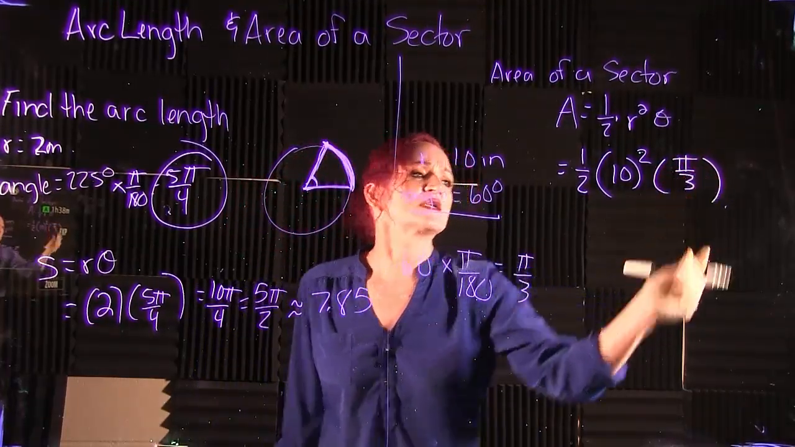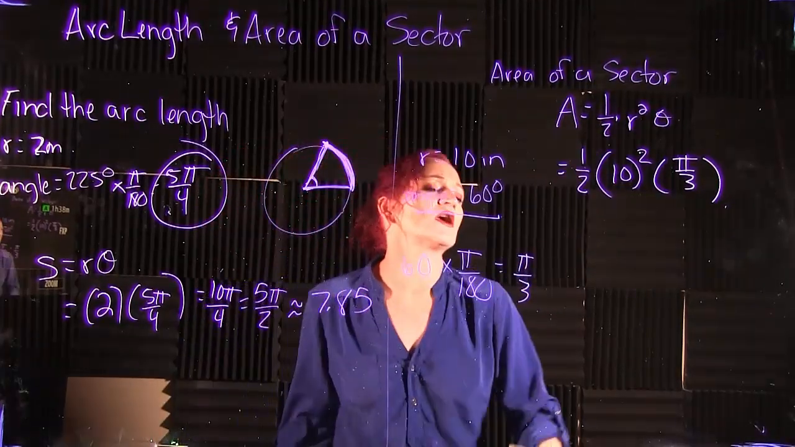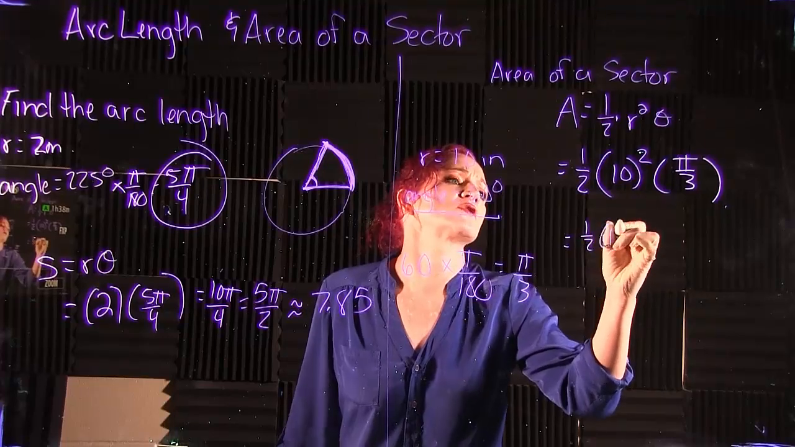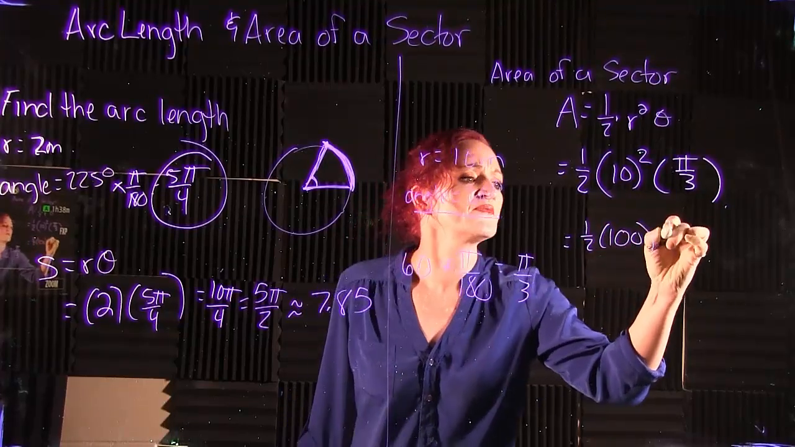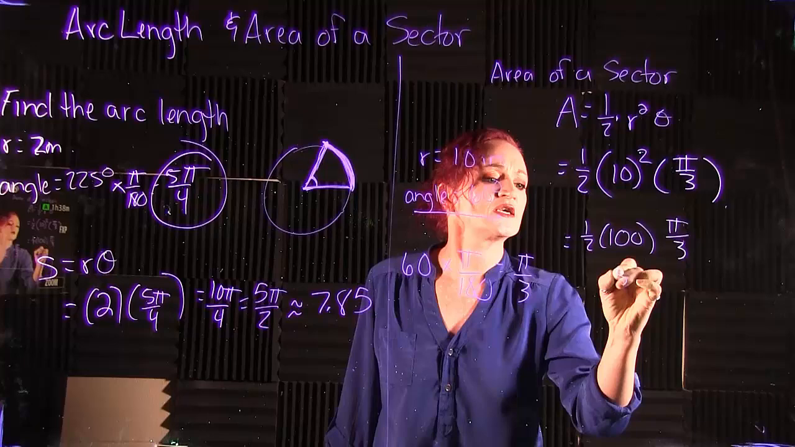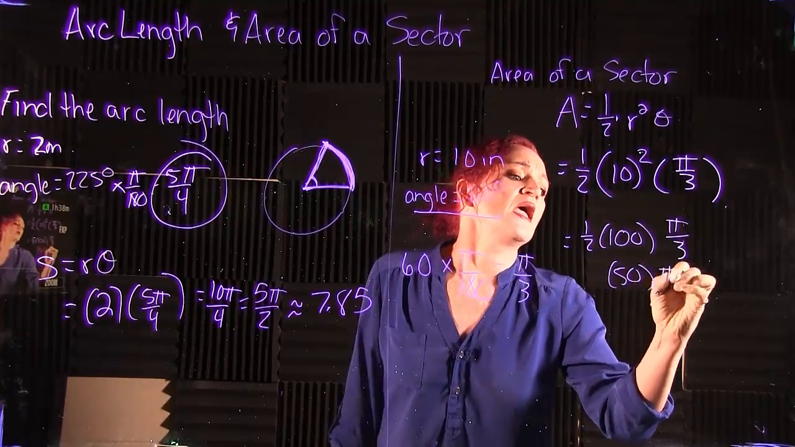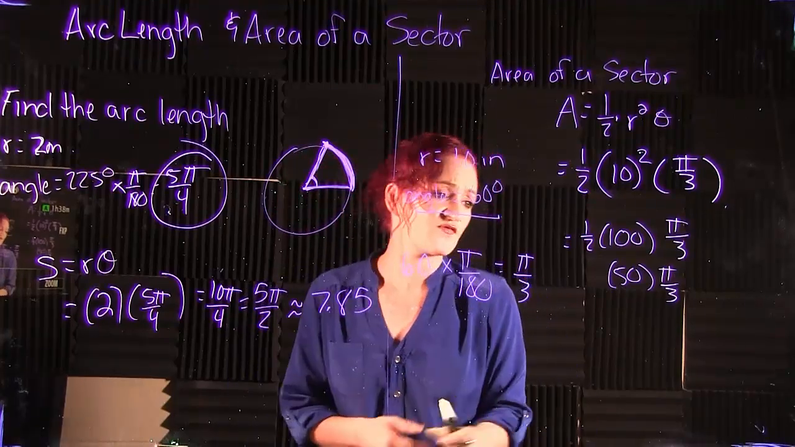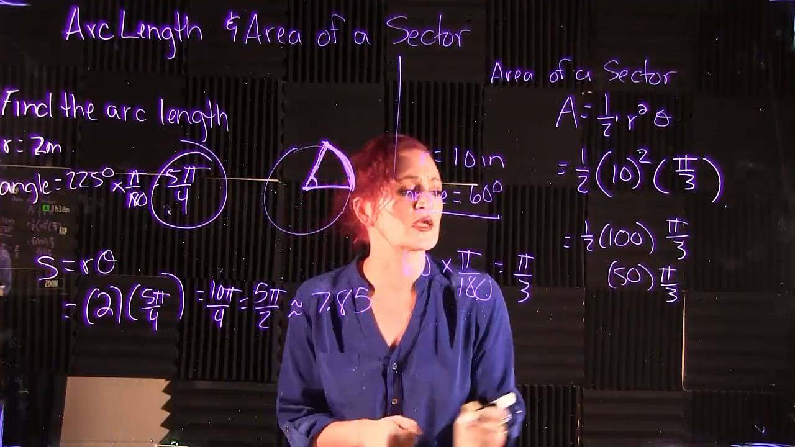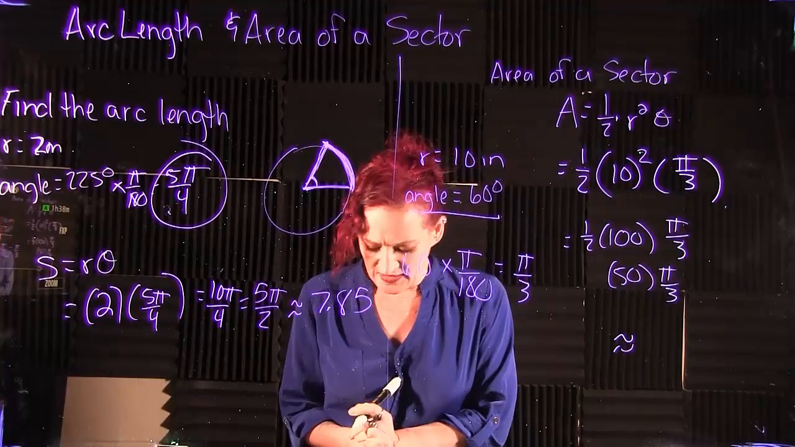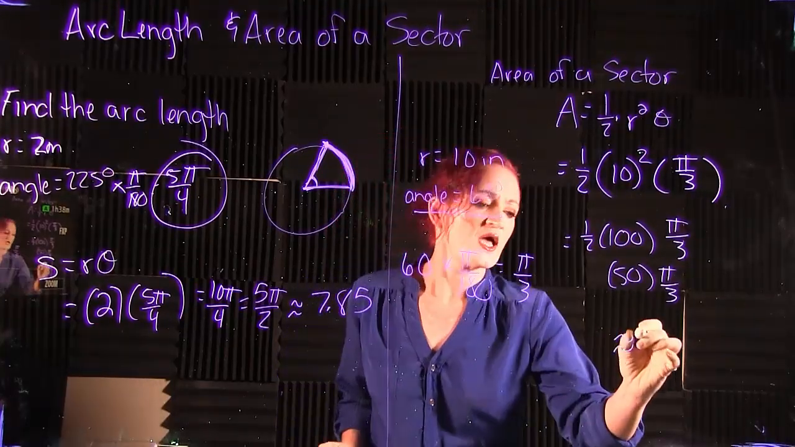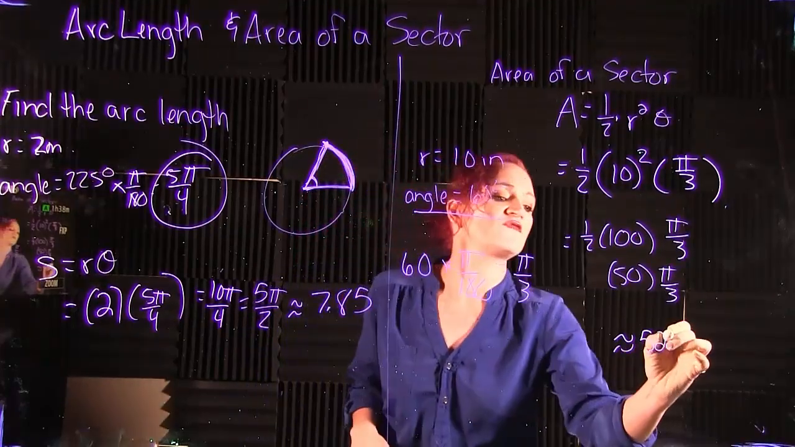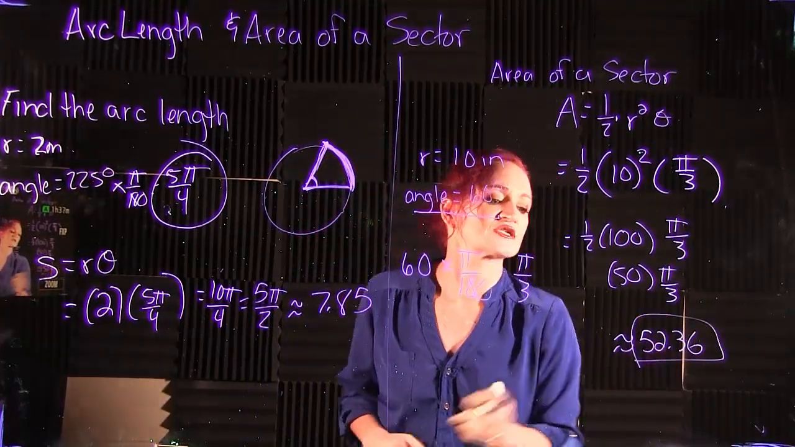So let's go ahead and throw that into our formula, and we need to calculate all of this. 10 squared is 100. Half of 100 is 50. And if we take pi over 3 and multiply that by 50, we get either 50 pi over 3, if you want pi left in the answer, or simplified decimal form rounded to the hundredths place, which gives us 52.36 when we throw that in our calculator.